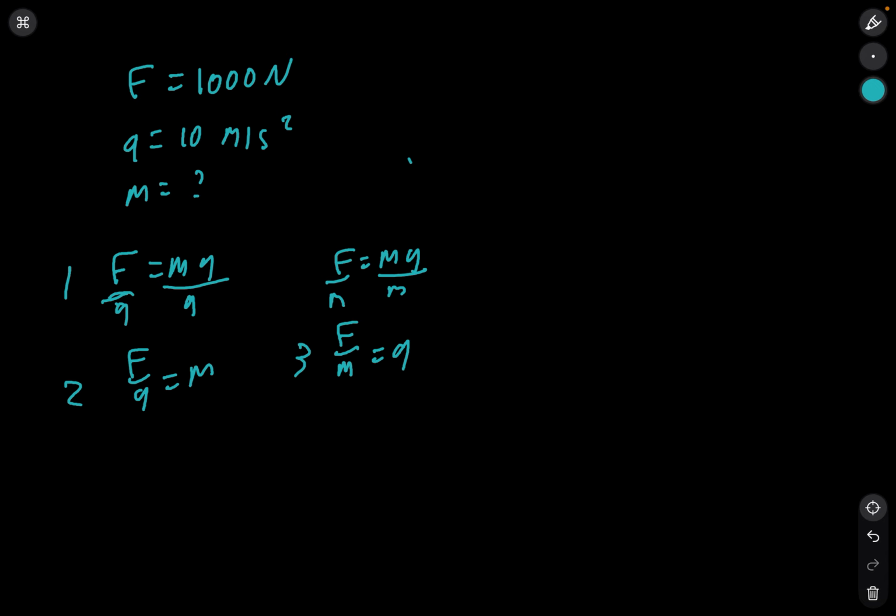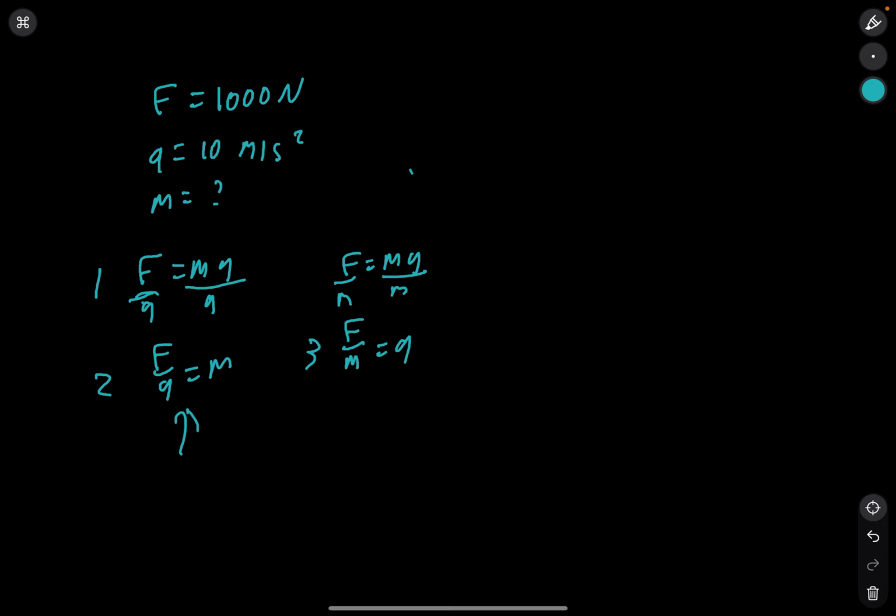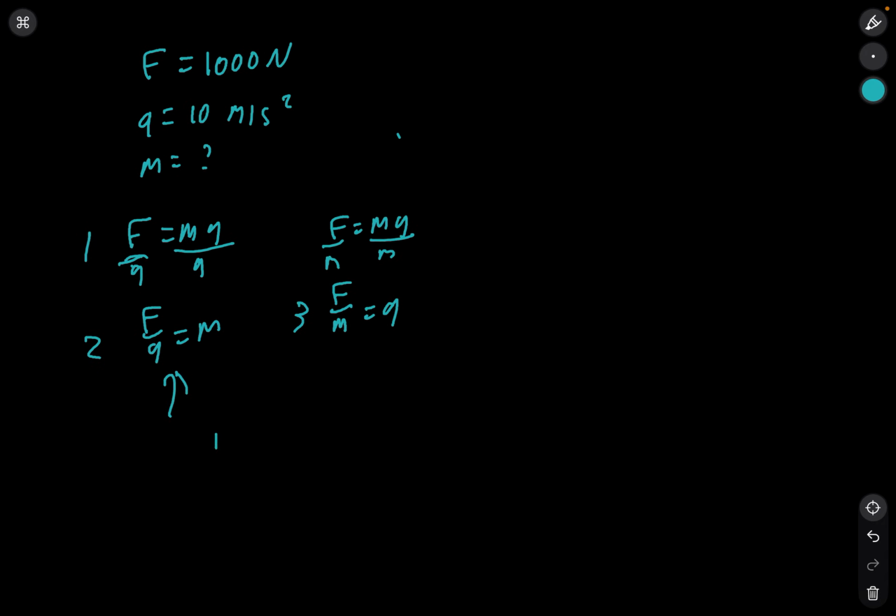Let's get back to what we're trying to solve for. Since we're solving for mass, I'm going to use the second equation I came up with, F over a is equal to m. So I'm just going to plug in my numbers. From here, we can see that the mass to be pushed at 10 meters per second squared with a force of 1,000 newtons has to be 100 kilograms. Or for my American audience, roughly 228 pounds.